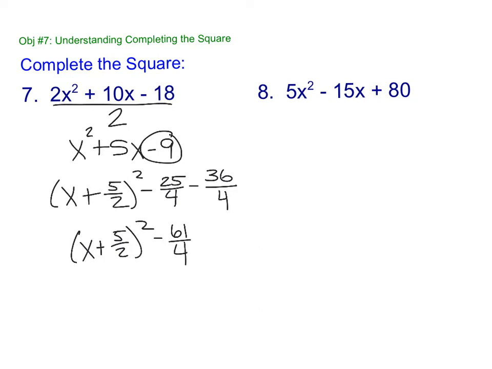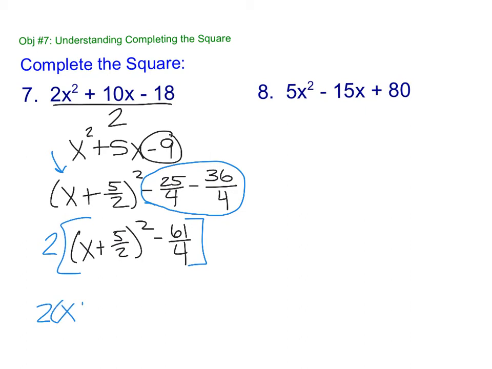So notice I kind of just jumped right into my binomial. And then within that, we added the 25 over 4. So over here we subtracted it and combined it with the negative 9. Now we have to put 2 back into the problem. So we multiply it by the front. 2 times (x plus 5 over 2) squared minus 2 times 61 over 4.